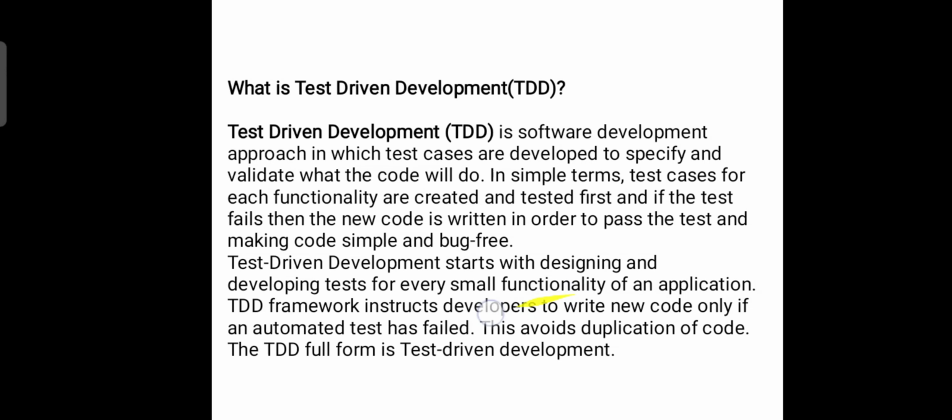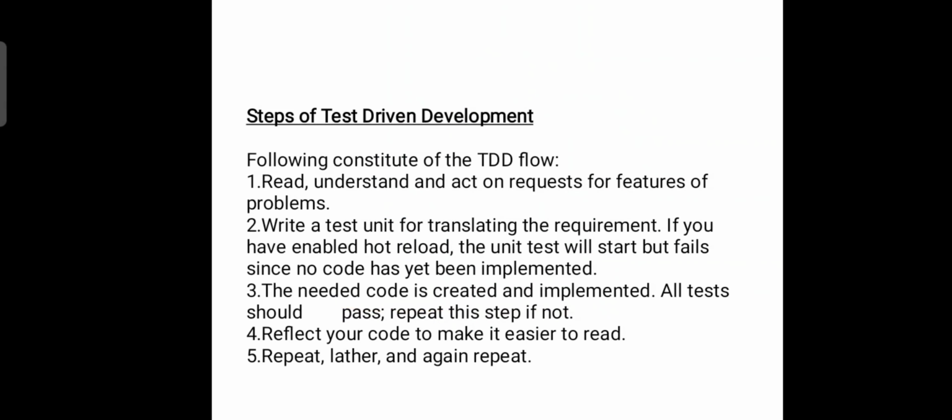So next நம்ம பார்க்க போகிறது என்னென்னா phases of TDD. So there are 3 phases. Write a failing test, make the test pass, refactor. So read, understand and act on requests for features of problems. Write a test unit for translating the requirement. If you have enabled hard reload, the unit test will start but fail since no code has yet been implemented. The needed code is created and implemented. All tests should pass. Repeat this step if not. Refactor your code to make it easier to read.